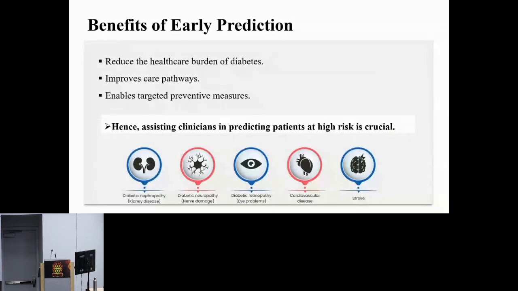However, what if we could predict these health consequences before the need for doing such tests? This could definitely alleviate the healthcare burden of diabetes, improve care pathways, and enhance targeted and specialized preventive measures, consequently preventing or slowing down their onset and development. Hence, assisting clinicians in predicting patients at high risk of developing diabetes related adverse consequences is very crucial nowadays.